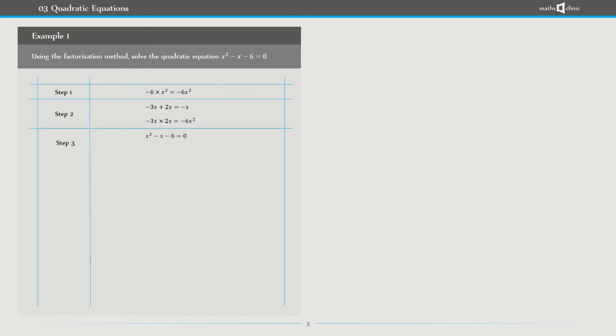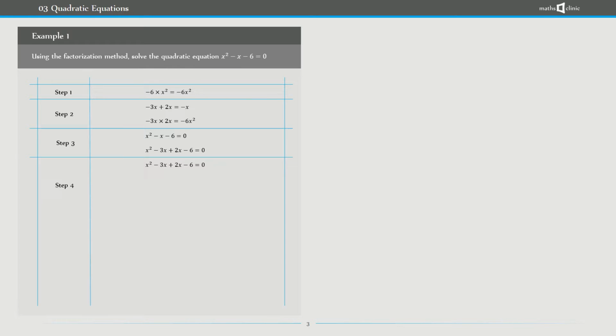So we'll go ahead and do that. You have x squared minus x minus 6 equals 0, and when you bring the two terms together and put them in place of minus x, you have x squared minus 3x plus 2x minus 6 equals 0. Okay, that's step 3. Now the next thing we want to do is group these terms. So we write that down again.